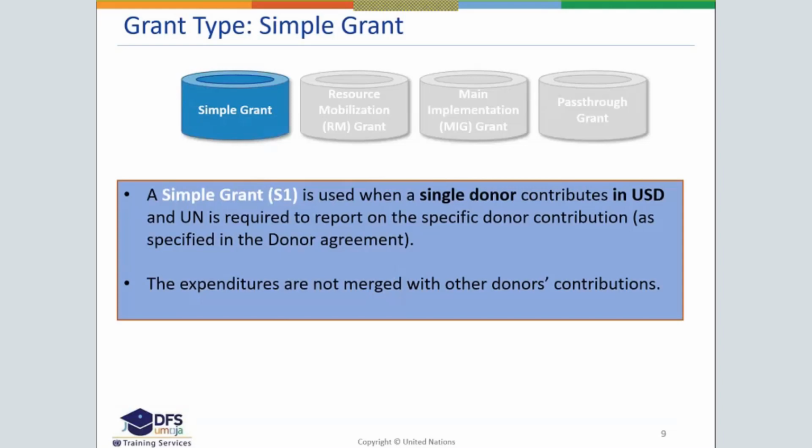And very important as well, because later on we will connect the grants with the cost objects. This grant can track or record revenue and expenditures. Very important, this information. So let's move to the next one.